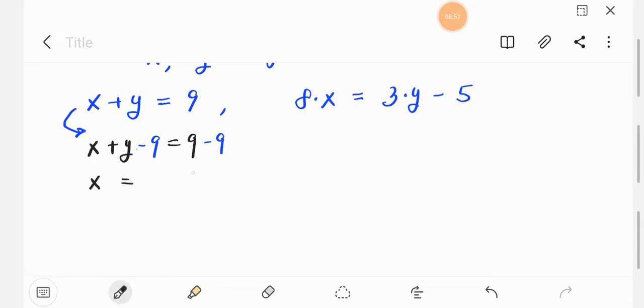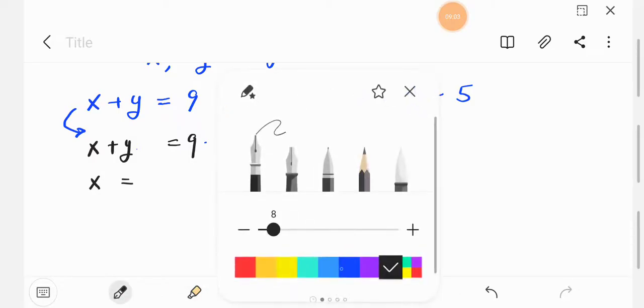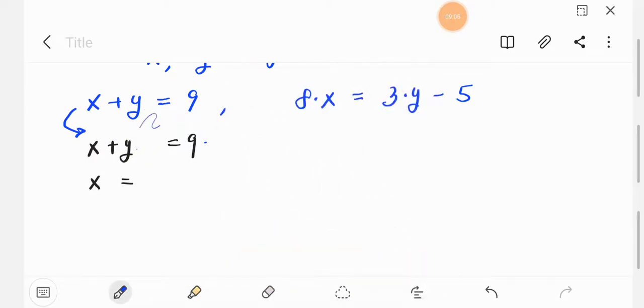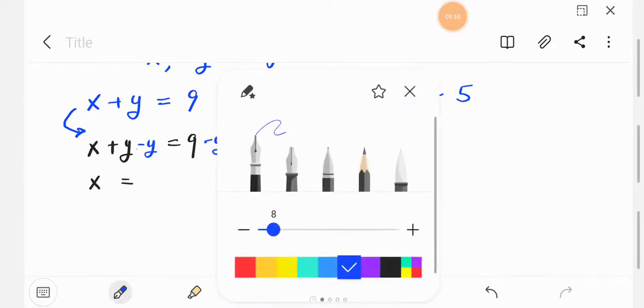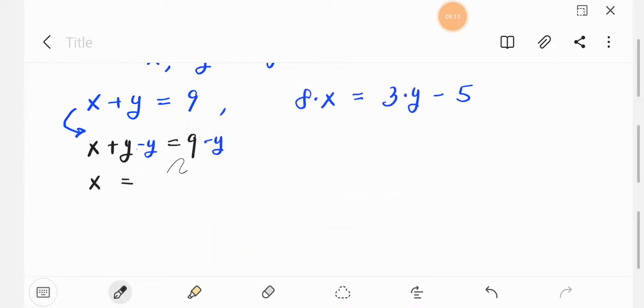x is equal to, sorry, not minus 9, minus y, because I want to move this y to the other side. Minus y each side. So the left hand side is only x, and then the right hand side is this. So x will be 9 minus y. And then what do we do next? Plug it in here.